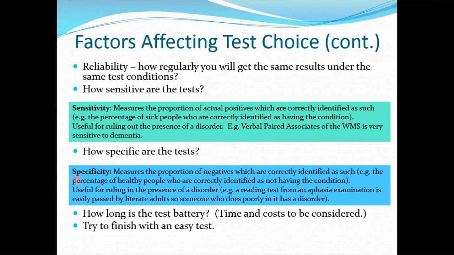How specific are the tests? Specificity measures the proportion of negatives which are correctly identified. Example, the percentage of healthy people who are correctly identified as not having the condition. It is useful for ruling in the presence of a disorder. For example, a reading test from an aphasia examination is easily passed by literate adults. So someone who does poorly on it has a disorder.